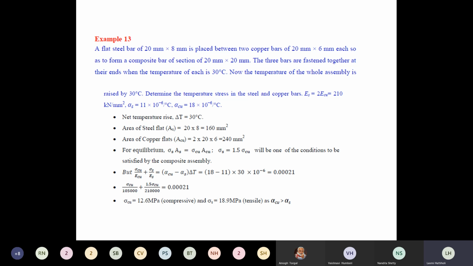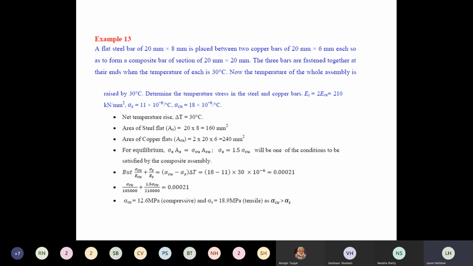Next, now let's see the LHS part. That is sigma Cu divided by 105,000 plus, what is 105,000? This is Young's modulus, correct? Plus, observe carefully, for sigma s, I have substituted 1.5 sigma Cu. Whatever we have kept for equation 1, substitute it here, divide by Young's modulus and take it equal to 0.00021. Is that okay? Have you understood up to here? Yes, ma'am. So once this portion is understood, now observe carefully the entire equation.